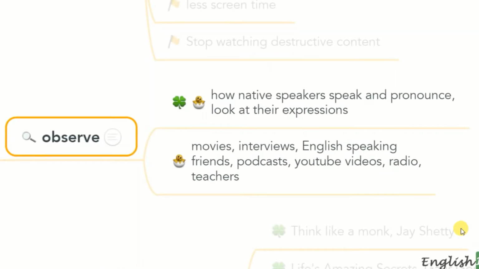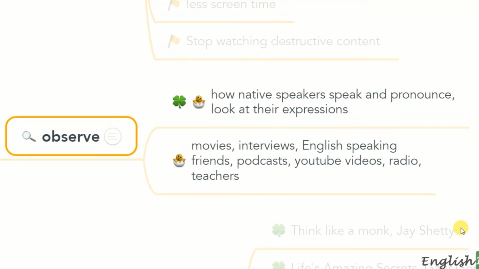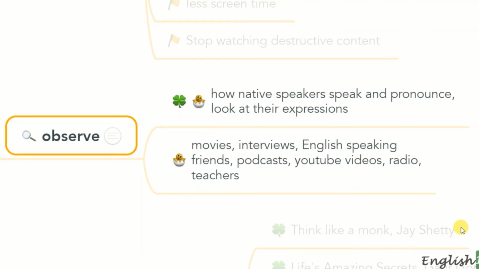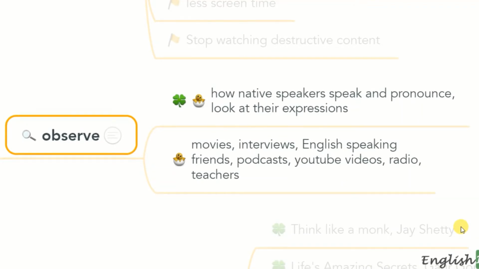All right, let's look at this. You observe. Whom should I observe? You have to observe how native speakers speak and pronounce. Look at their expressions. Okay. Now, I don't have any native speakers in my life. What do I do? So, you watch movies, interviews, English speaking friends. You see how they speak, how they talk to you.